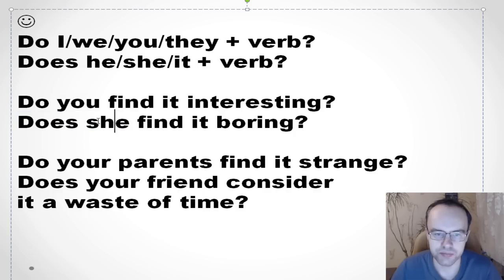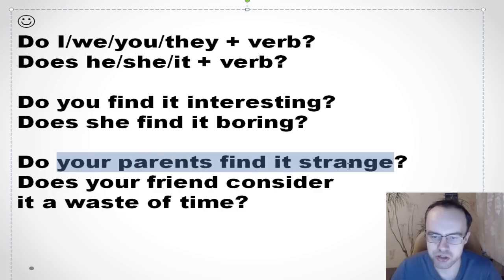The problem is that sometimes you don't have a pronoun, you have maybe a noun or a phrase, and you need to understand what pronoun it is. For example, do your parents find it strange? Your parents means they. We say do they, and that's why we say do your parents find it strange.